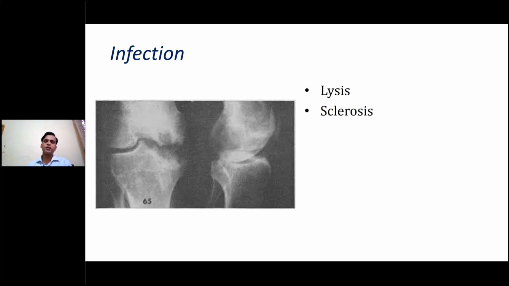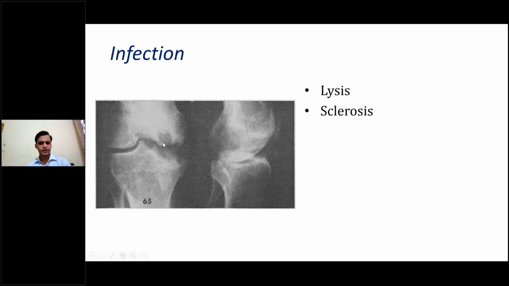Infections are usually acute, and even if it is a chronic infection, then depending on the chronicity and the focus of infection, the area of infection in that joint, there will be presence of lysis and sclerosis. For example, in this X-ray, there is chief involvement of only the medial condyle of tibia as well as femur, while the lateral part of the joint is chiefly spared. The joint space is maintained, the cartilage itself is there, and there are no cysts and sclerosis.